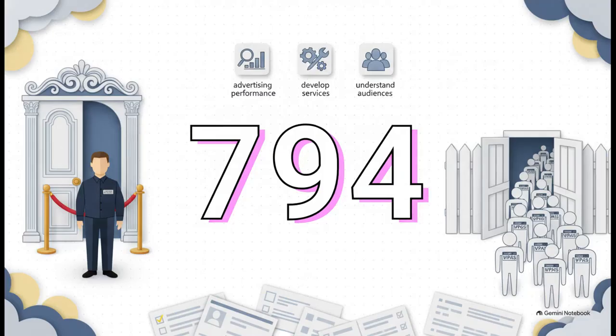And how many of our 1,022 partners do you think are using this backdoor? 794. That's right. A staggering 794 vendors claim this legitimate interest loophole to use your data to measure advertising performance, develop services, and understand audiences. You might feel like the bouncer at the front door of your digital life, but 794 companies already have a VIP pass to the back entrance.